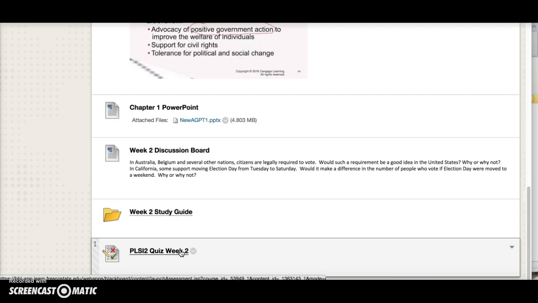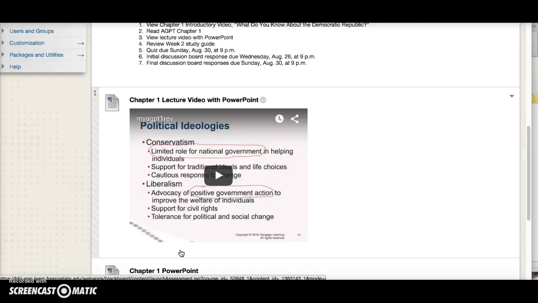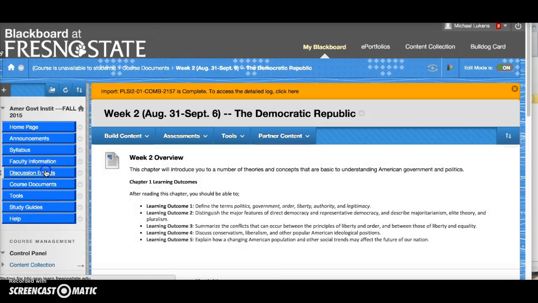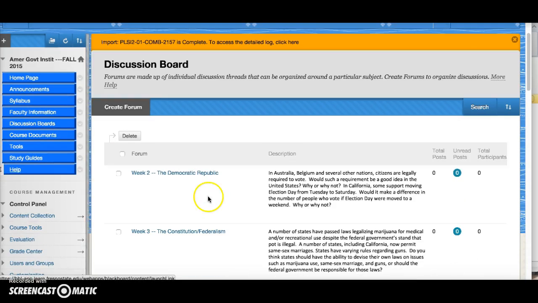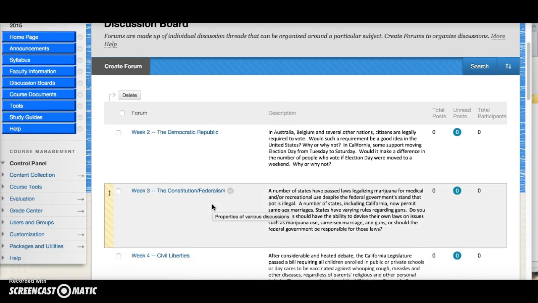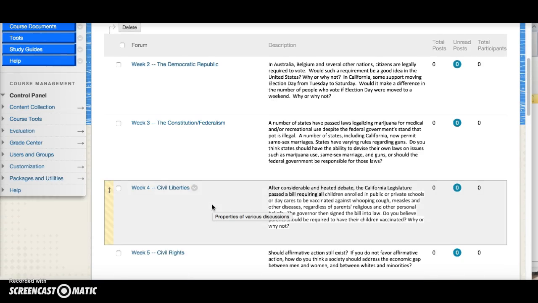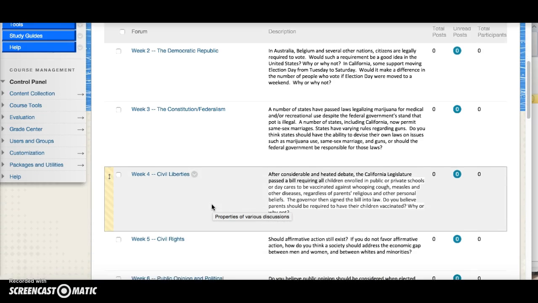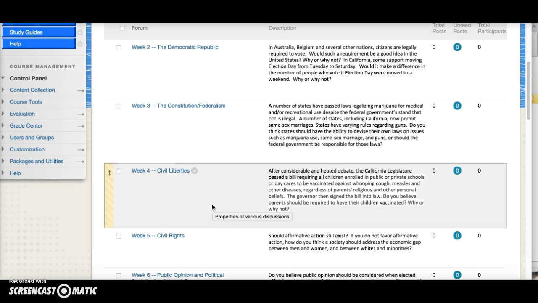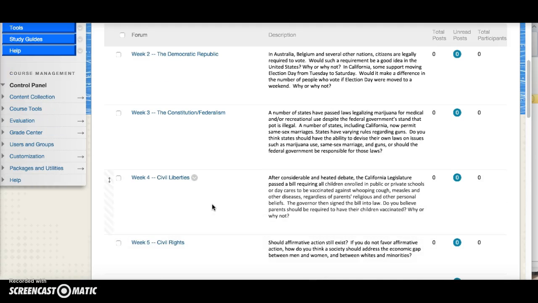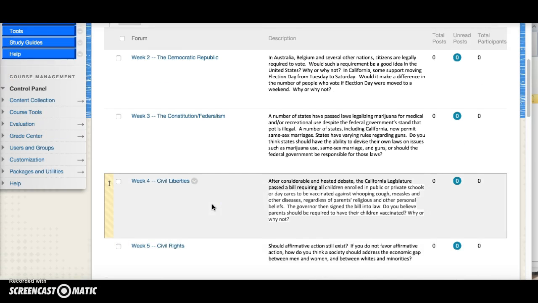So you know the rules for taking the quiz. We went through them earlier. You don't need to wait until the last minute to take it. Now here are the discussion boards, just the outline. Each week you're going to be asked to go in and respond. Questions are outlined here, and as I said, answer them. Initial response Wednesday at 9. Responses to other students are due Sunday at 9 p.m.